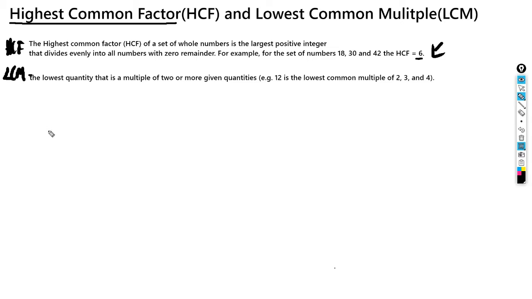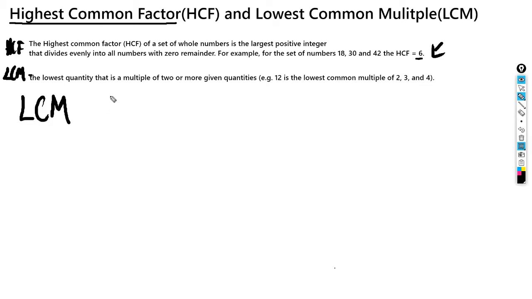All right, guys, so we're moving on to the lowest common multiple, which we usually call the LCM. The lowest common multiple is the lowest quantity that is a multiple of two or more given quantities. For example, 12 is the lowest common multiple of 2, 3, and 4. So it's the lowest quantity that is a multiple of two or more given numbers. That makes a lot of sense.